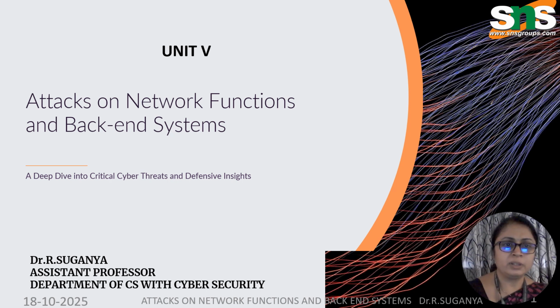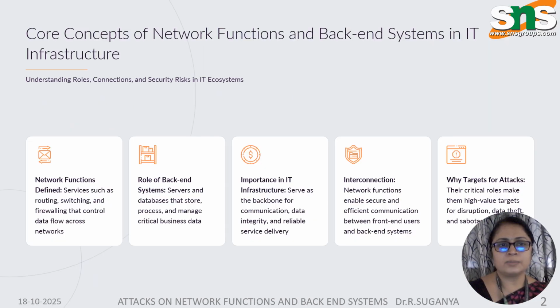Today we are going to see about the attacks on network functions and backend systems. So we know all about the network, how it actually works. We are going to see the concepts of network functions and also the backend systems. The network is defined by routing, switching, and firewalls that control the data flow across networks. We know why switches, routers and firewalls are used. It all works for one function, that is for the network. And the role of the backend: the servers and databases work as backend systems.